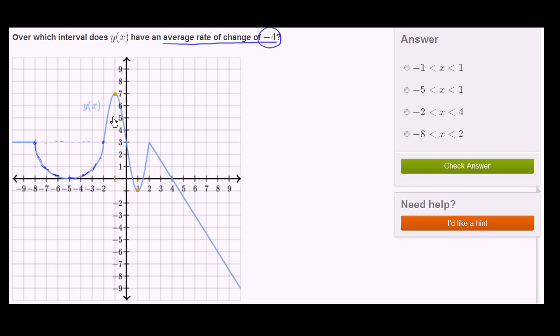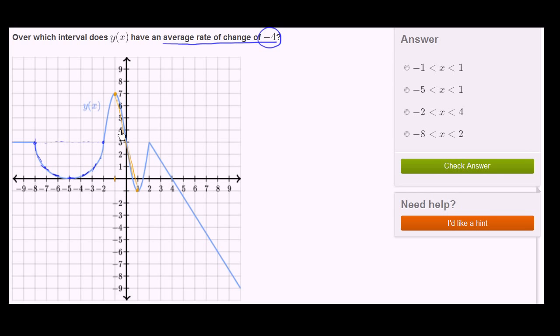So what is the slope of the line that connects the endpoints of those two points? So what is the slope of this line? Because the slope of this line, the line that connects the endpoints of my interval, that is going to be the average rate of change over this interval.